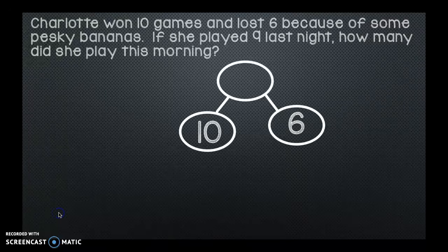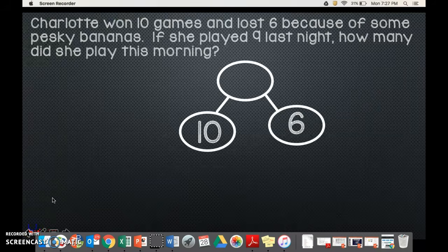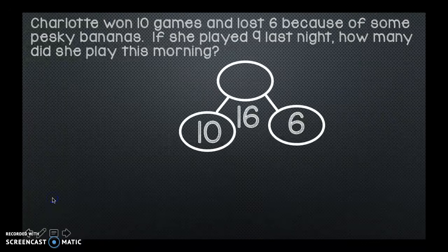How's it going, friend? Going well? Good. Now if I was going to add the 2 parts, 10 and 6, how many would I get? If I add those together, I could say 10 and count up 6. Or I could just know about hidden tens and slide that 6 over. And I know 10 plus 6 is 16. So my whole amount would be 16.